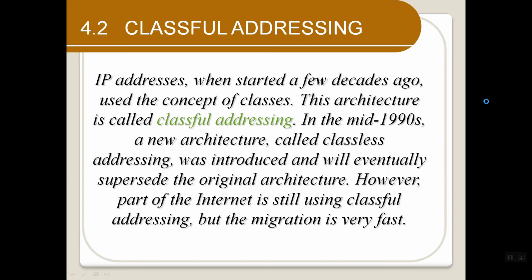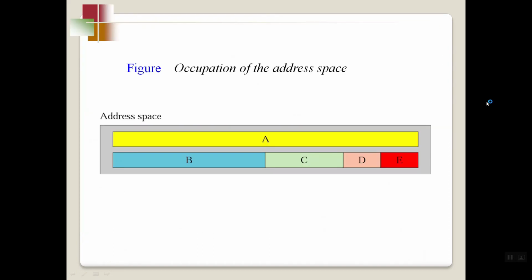with each other. In the mid 1990s, a new architecture called classless IP addressing was introduced and will eventually supersede the original architecture. However, part of the internet is still using classful addressing, but the migration is very fast. So now people are converting every system into classless IP addressing. We won't go into classless IP addressing in this discussion, but in the next discussion we will definitely discuss classless. Now we will be focusing on classful addressing.